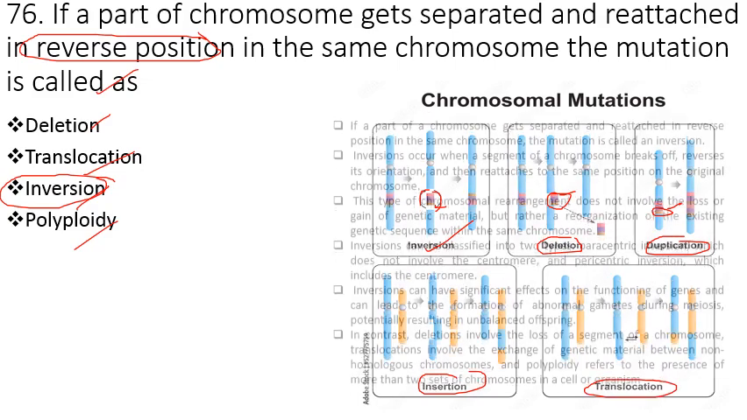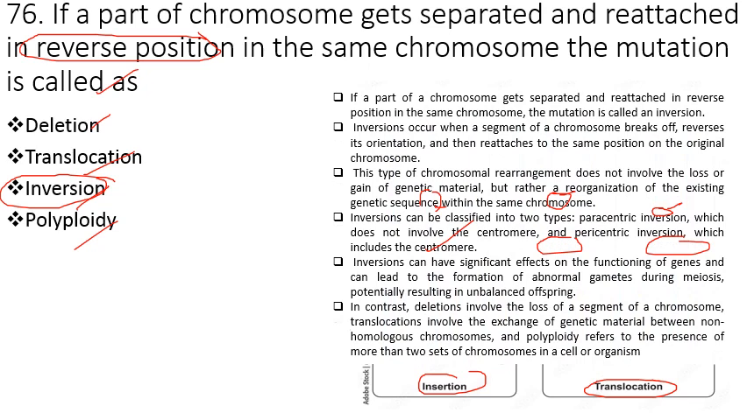It is called translocation. So if a part of a chromosome gets separated and reattached in reverse position in the same chromosome, the mutation is called inversion. Inversion occurs when a segment of a chromosome breaks off, reverses in orientation, and is then reattached at the same position on the original chromosome.